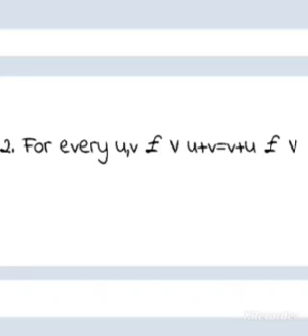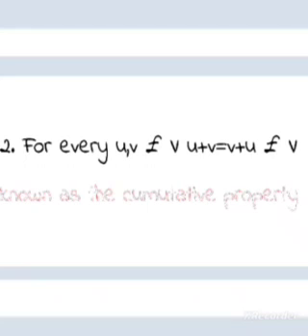The second one says for every u, v that is found in V, u plus v is equal to v plus u, which is also in V. Now this is known as the commutative property of vector addition, since we are adding two vectors. So this is the second property. Now let's go and look at the third one.